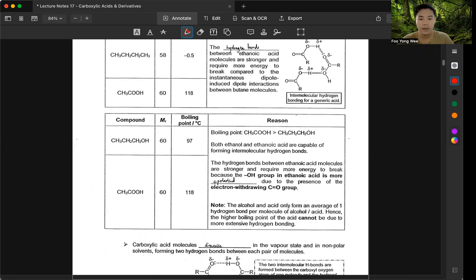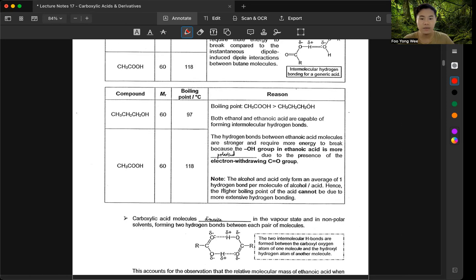Okay. So the alcohol and acid only form an average of 1 hydrogen bond per molecule. So you cannot explain the higher boiling point due to more extensive hydrogen bonding, unless you're talking about ethanedioic acid. But here we are comparing ethanoic acid and ethanol. So it is something to do with the stronger hydrogen bond due to the more polarized OH group in the ethanoic acid. All right.